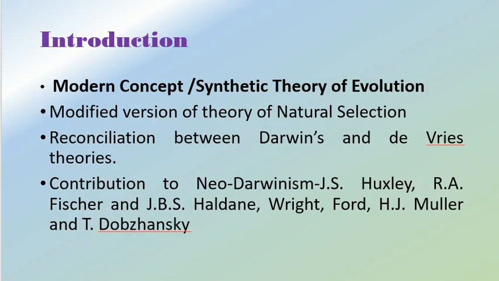This theory is also known as theory of modern concept or modern theory, synthetic theory of evolution. This theory is believed to be the modified version of theory of natural selection, as the theory of natural selection was proposed by Darwin, and this theory is given the name Neo-Darwinism from the name of Darwin, because this is the modified version of the theory of natural selection. This theory is reconciliation between Darwin's and De Vries theories.